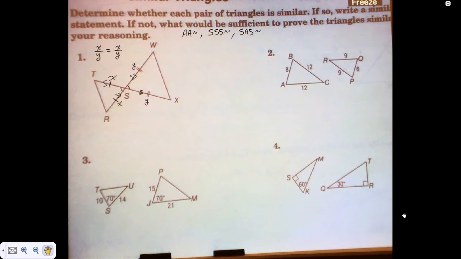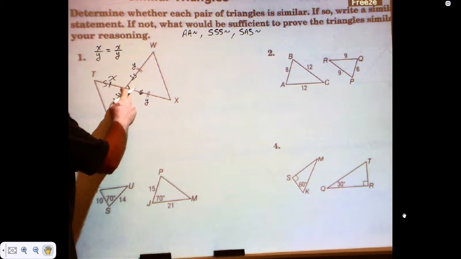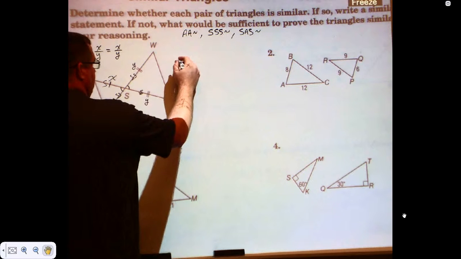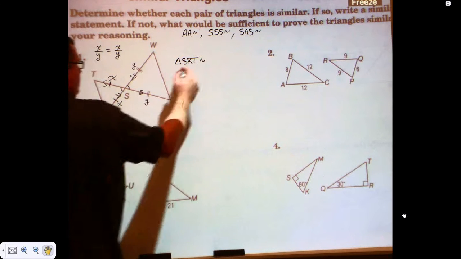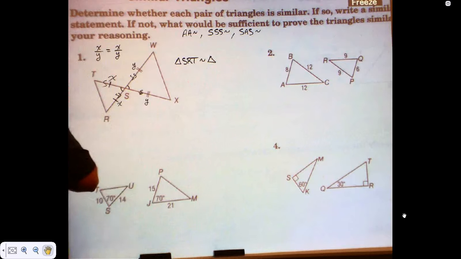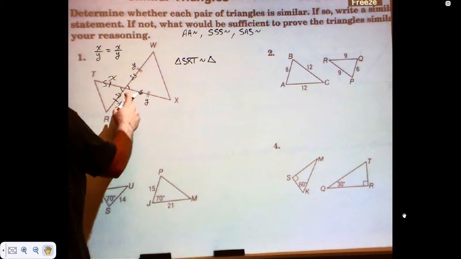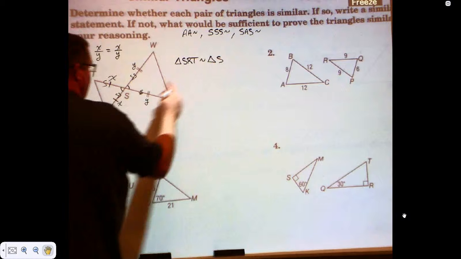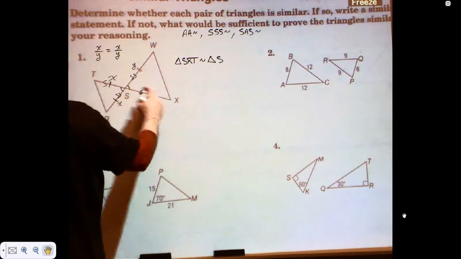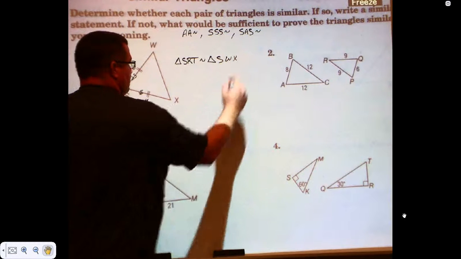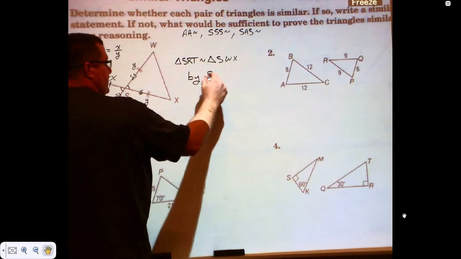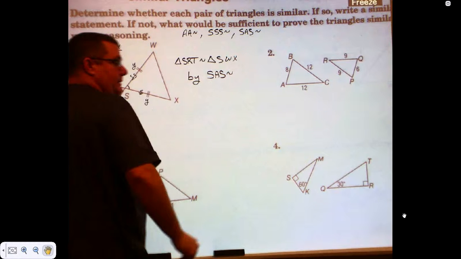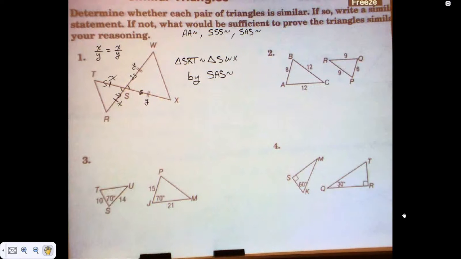They are similar, and they want us to write a similarity statement. So I'm going to say triangle SRT is similar to triangle what? If I went SRT, it would need to be SWX. By side, angle, side, similarity. Make sure you get that written down.